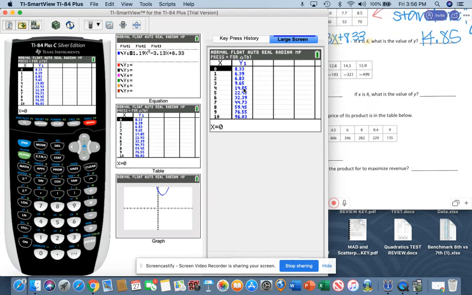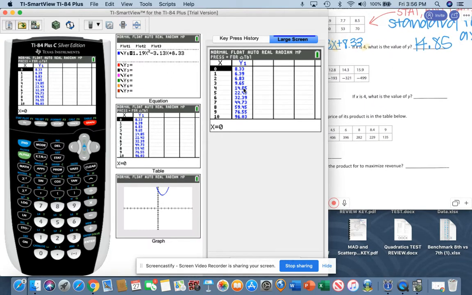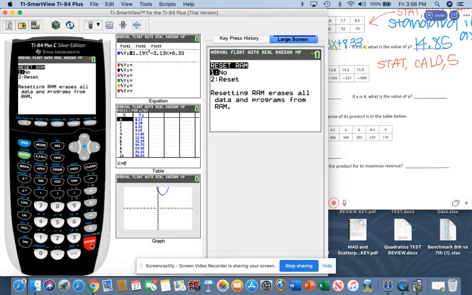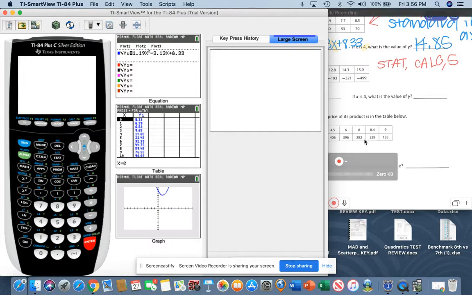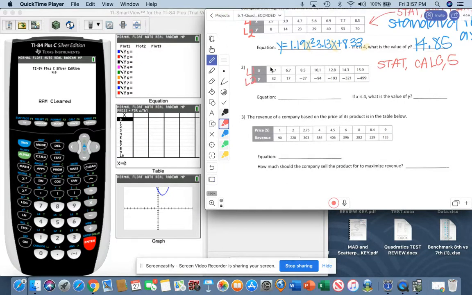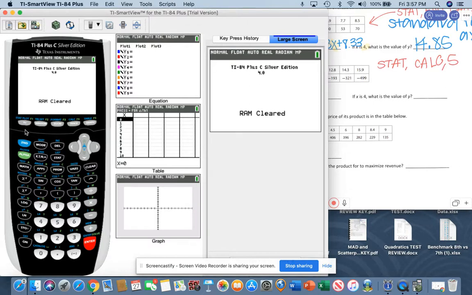Okay, let's try the next one. Again, this time, instead of stat calc 4, stat calc 5. Everything else is the same. So I'm going to go ahead and clear my calculator because it's easier than clearing all the numbers. Second plus 7, 1, 2, enter. So I'm going to plug in L1 is this row, L2 is that row. So go ahead and plug in your numbers while I plug in my numbers.